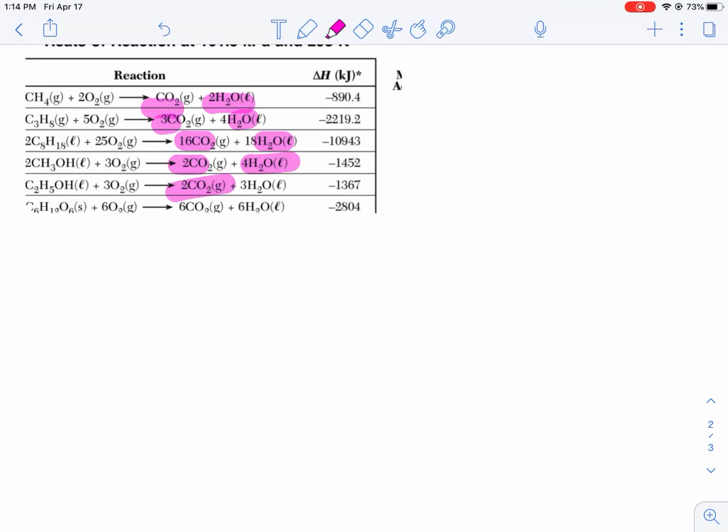CO2 and water. So really, I have to be able to identify the reaction. And if you take a look, each one of these reactions on the left-hand side has oxygen. So really, there's not much to it. If you can remember that combustion, obviously you need oxygen for combustion to occur. Combustion is a nice way of saying burning. And the two byproducts of burning are CO2 and water.